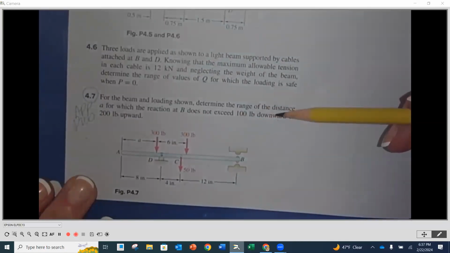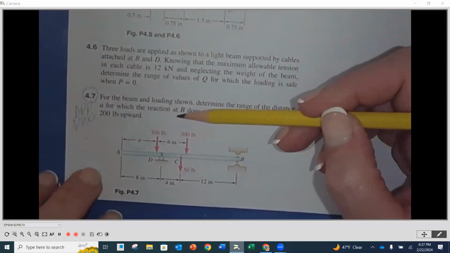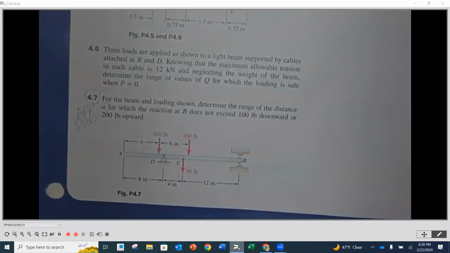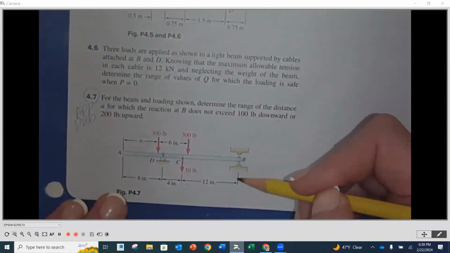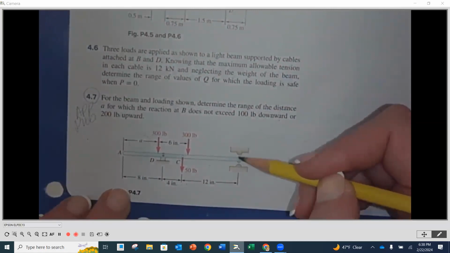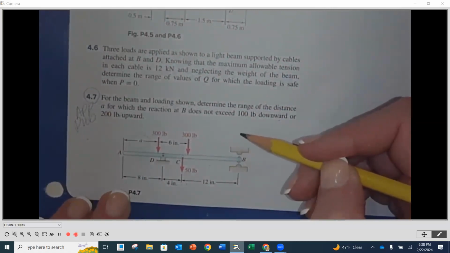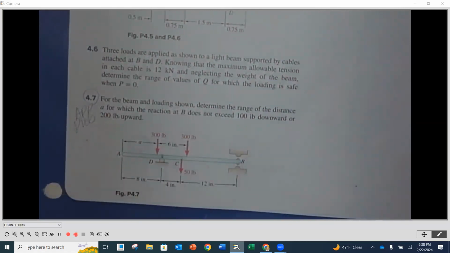And it says that the reaction at B, which is right here, does not exceed 100 pounds going downward or 200 going upward. So we're going to draw it once with a force going downward as 100, and then a second time a force of 200 going upward at B. And then we'll solve for A 2 times. And then that's going to be the range that they're looking for in this problem.